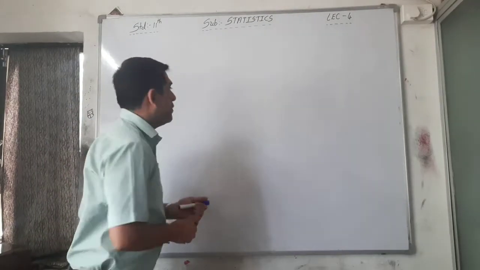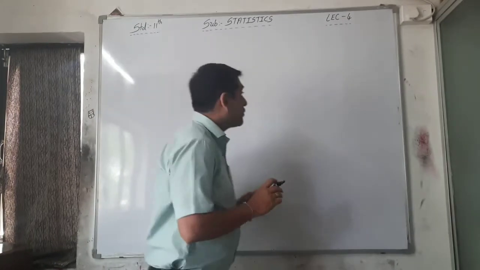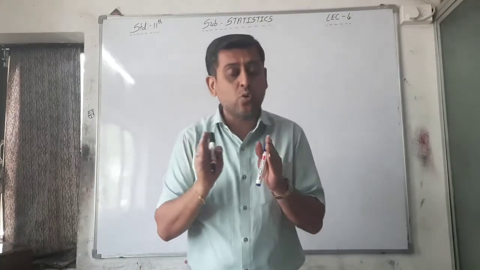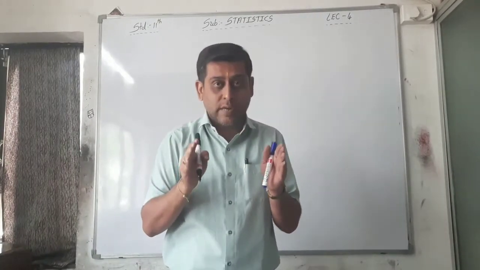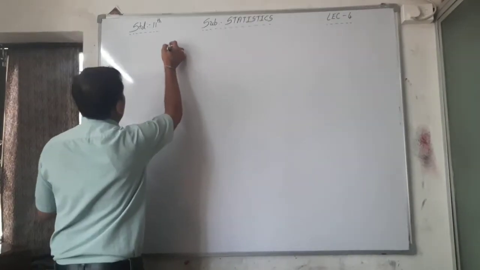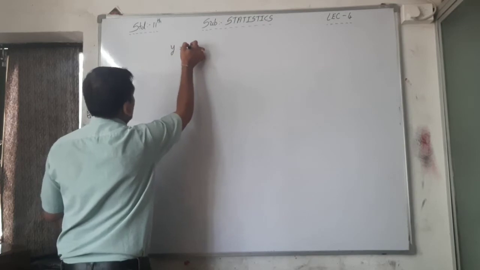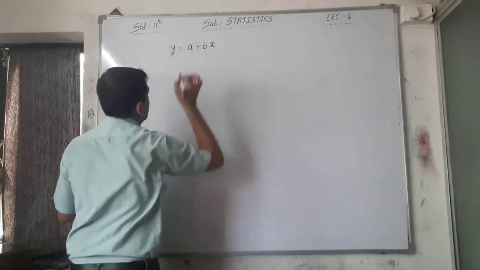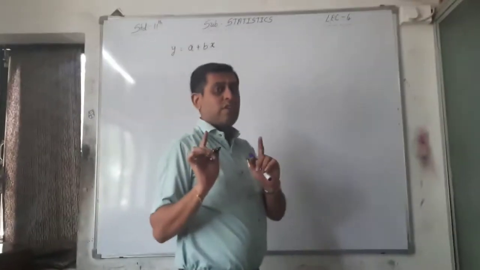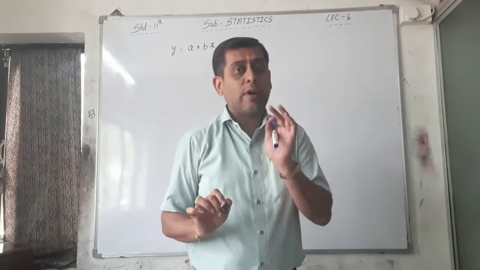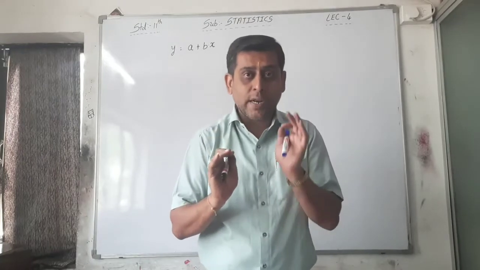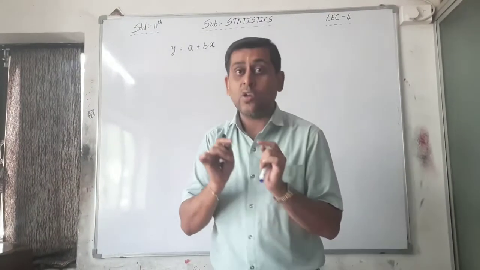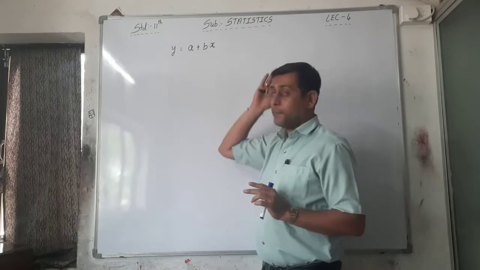In the sum, they say that x and y are two different sets of observations, and they are interconnected like this: y is equal to a plus b x. All the observations of x and all the observations of y are interconnected in this way. What does that mean?